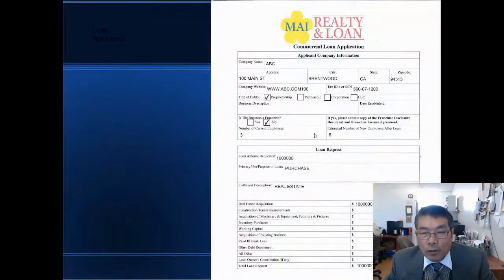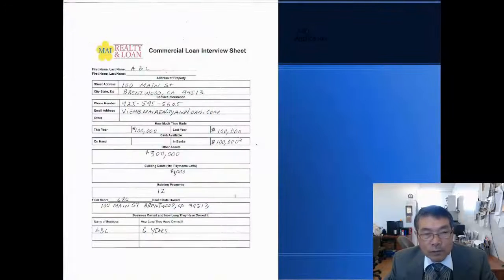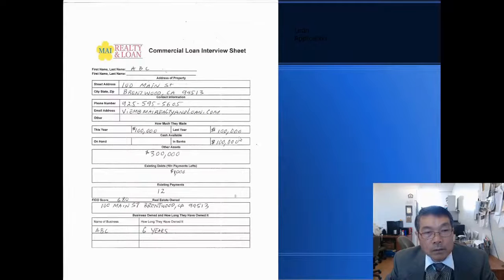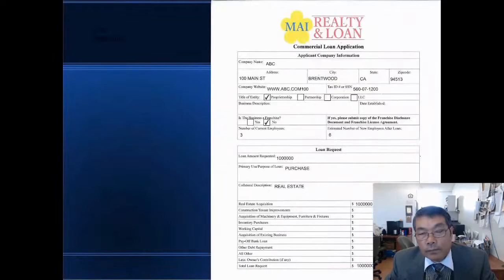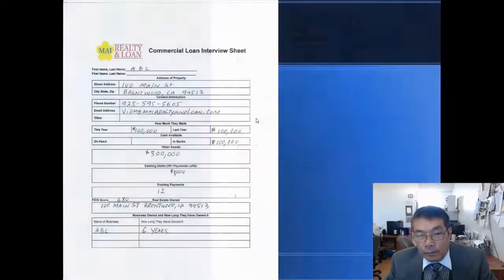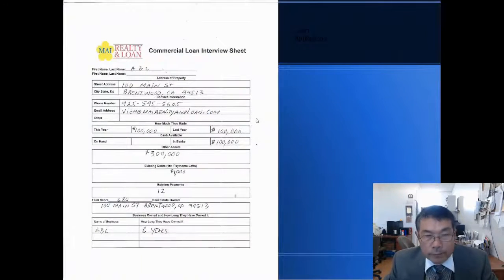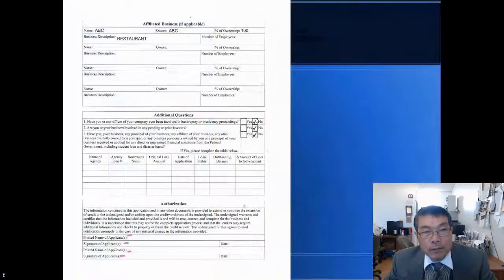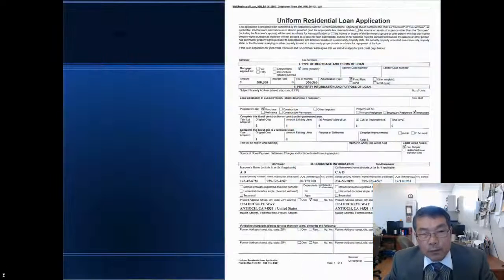And this is the commercial loan application. We have our own form we can provide to you. This is page 2, and page 3, page 4. And this is a home loan application. We can use this too, okay? This is a sample.